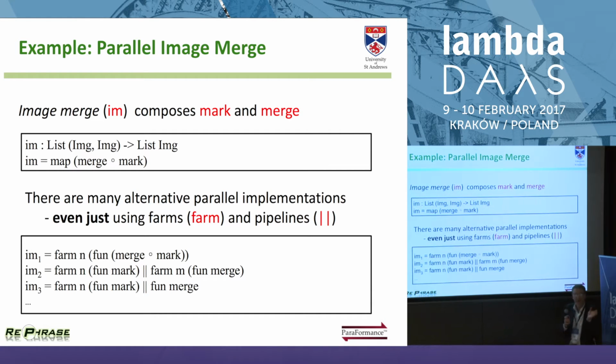Or I could have two farms working together. I've got a farm of size n, a farm of size m. They don't have to be the same size. So we've got n workers on the mark stage, pipelined into m workers on the merge stage, and so on and so forth. And the question is, which of these is the best thing? Okay, and that's the question we're trying to answer.